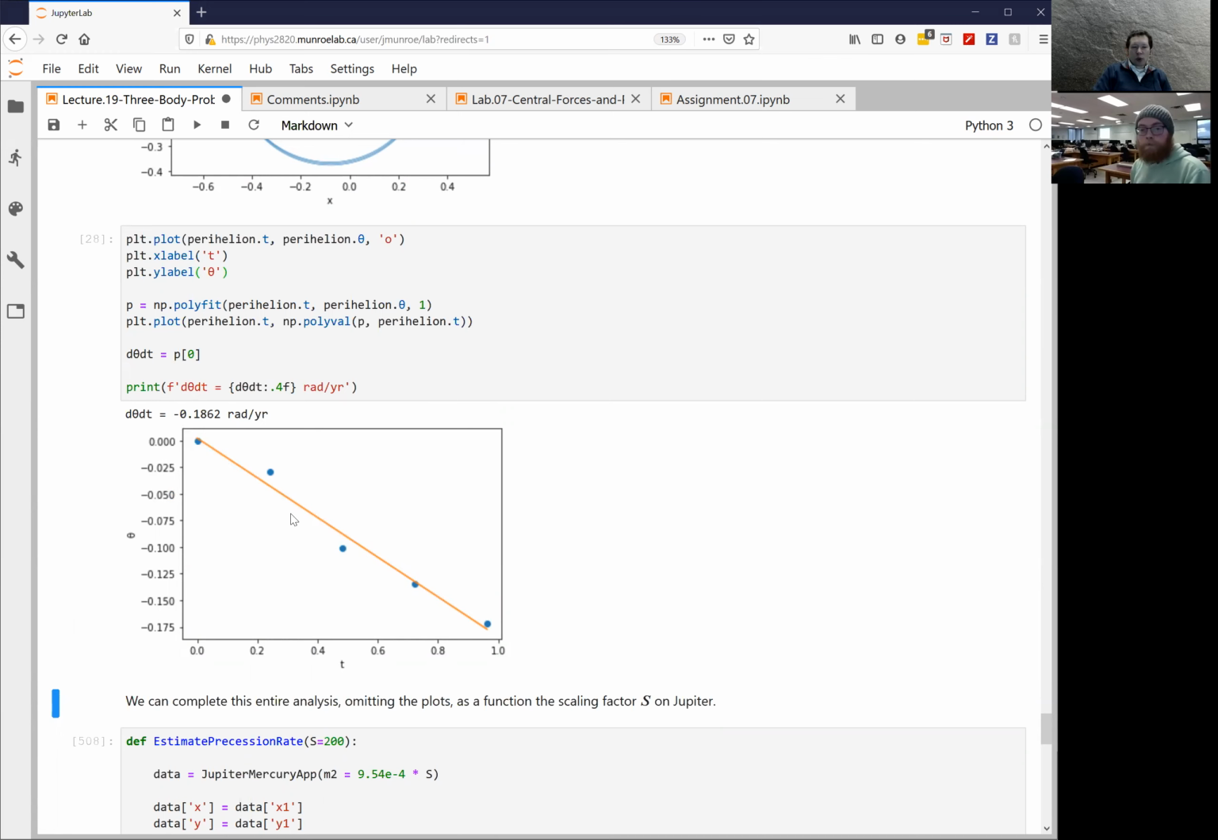If I want to understand the rate, one way of estimating the rate is to do a best line fit through it all. That gives me the average rate of change of the angle of the perihelion with respect to time. And what I'm finding is for a 200 solar mass or 200 times more massive planet of Jupiter, it will cause a 0.1 radian per year change in the orbit, right?